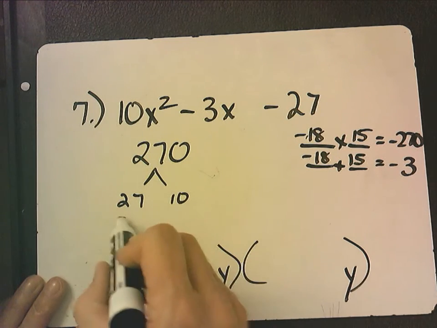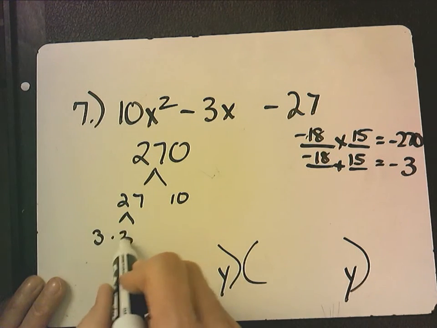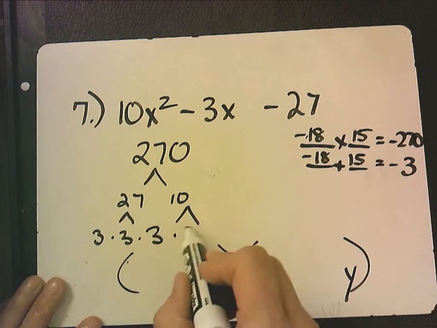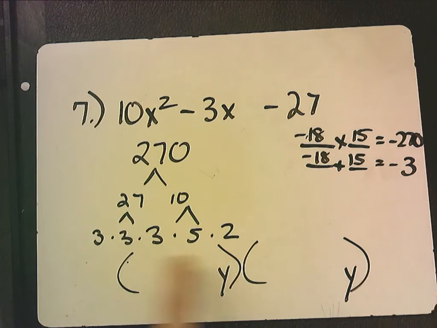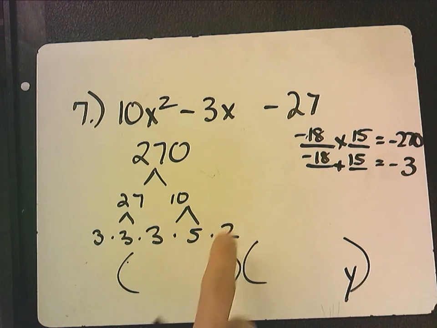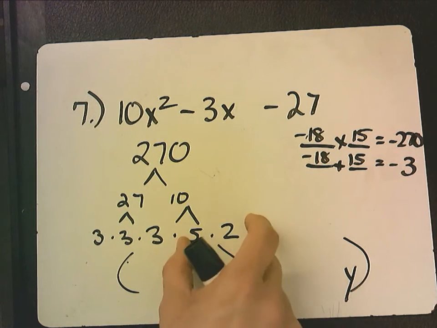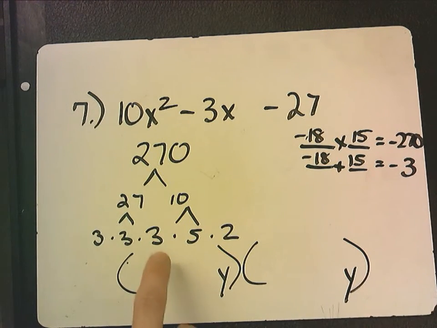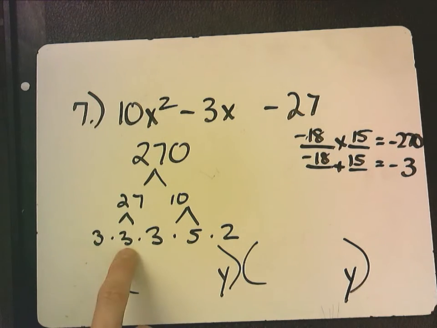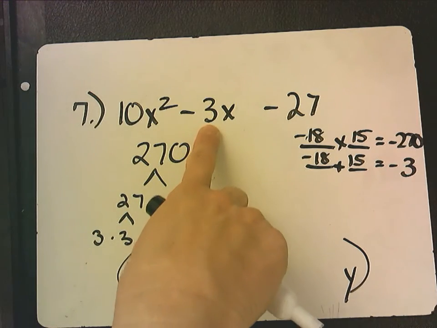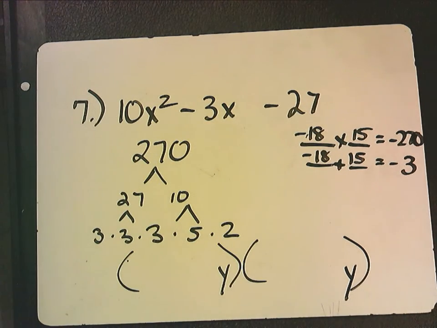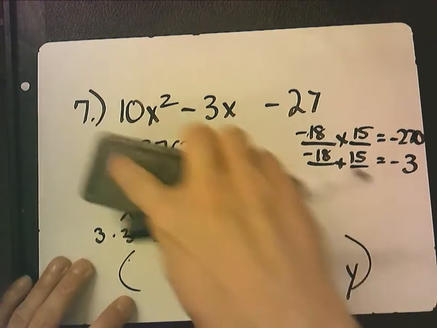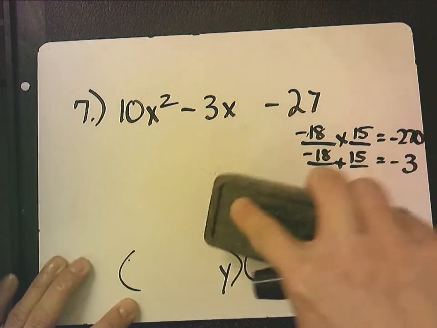You could have done a factor tree. 27 I know is 3 times 3 times 3. This is times 5 times 2. I know that my numbers have to be multiples of a 3, 3, 3, 5, and 2. So I can group them. 5 times 2 is 10, 3 times 3 is 27. That's not going to give me negative 3. So let me try 3 times 5 is 15. 9 times 2 is 18. Is there any way I can group a 15 and an 18 to get a negative 3? Yes, I can make it negative 18, positive 15. So whenever you have problems coming up with the factors, do a factor tree and play with the factors.